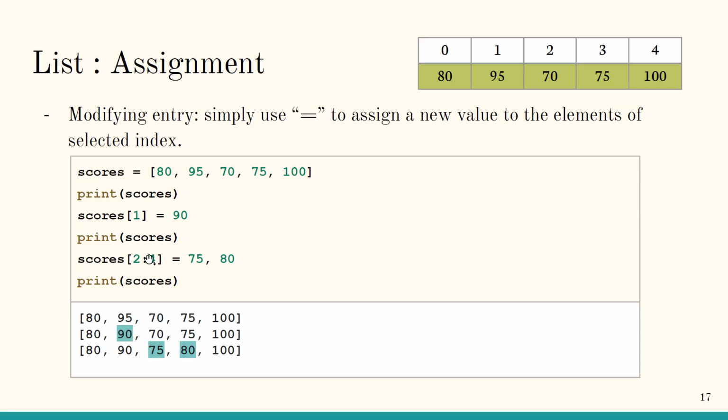Okay, and then next is more aggressive in here. You're not changing just one value. You're changing 2 and 3, right? 4 is not included. Remember that. Okay. So the two values at index 2 and 3 are changed to 75 and 80. I've highlighted for you here. So it's pretty easy. Just use the equal sign to assign new values using the index.